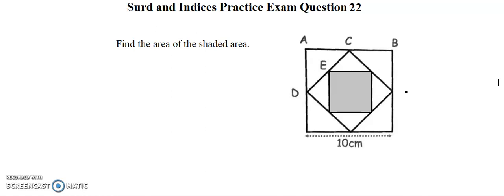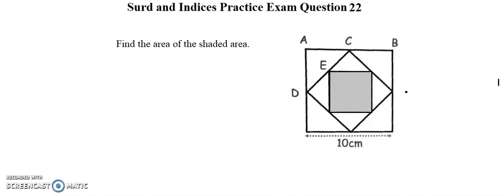Third and Indices Practice Exam question 22. So we know that we have a square. A to B is 10 centimeters. We need to find the area of the shaded square.